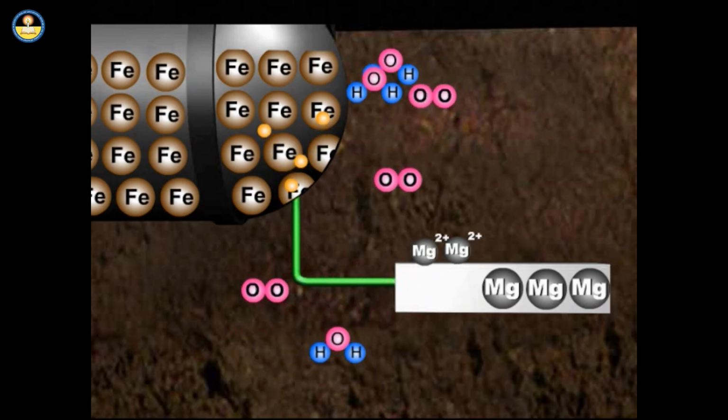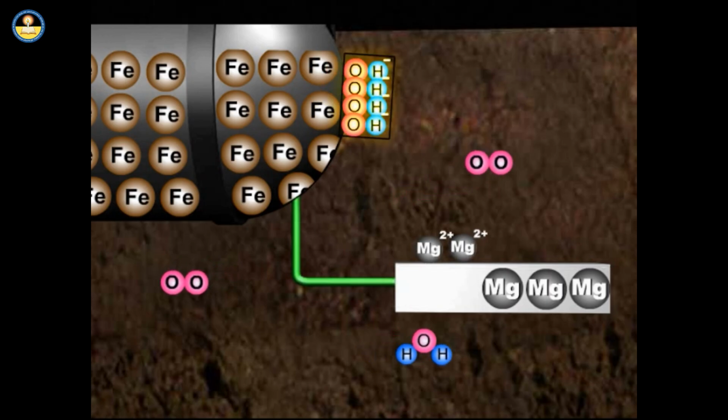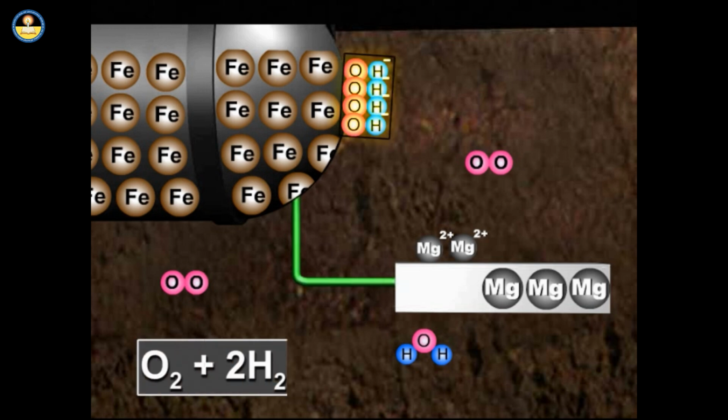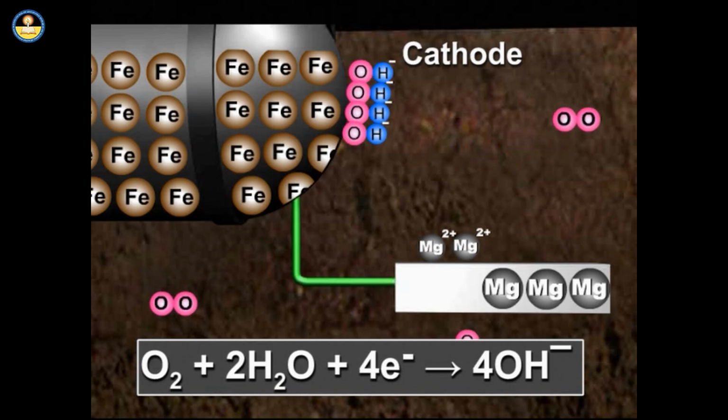These electrons then react with oxygen and water to form 4 hydroxide ions. The reaction taking place at the cathode: O2 reacts with 2H2O plus 4 electrons to give 4 OH- ions. In this, magnesium is used in the reaction and iron remains as it is.